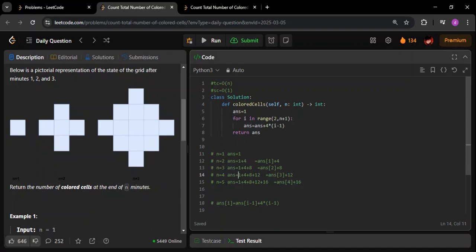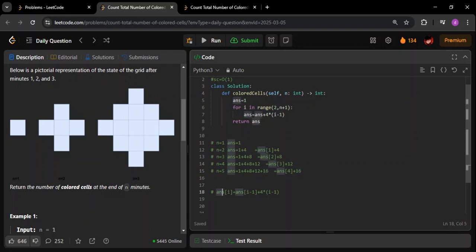This is the answer of 4. We are just capturing this here, and instead of writing it separately, we are writing just the answer of 4, and then we are adding 16 to it. So basically, this is the logic that we're getting. Answer of I is equal to answer of I minus 1 plus 4 into I minus 1. Because this is n equal to 5, and we have a 4 here. See, here it's n equal to 4, and we have a 3 here.